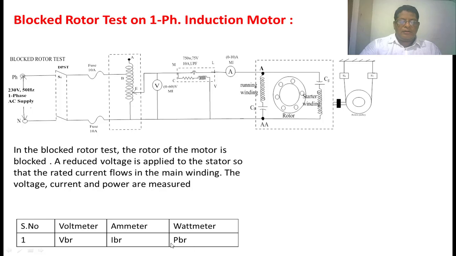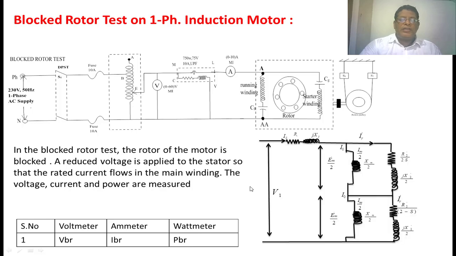This is the table. VBR is the voltage you apply to the induction motor during the blocked rotor test. IBR is the current taken by the induction motor during the blocked rotor test. PBR is the power taken by the induction motor during the blocked rotor test.